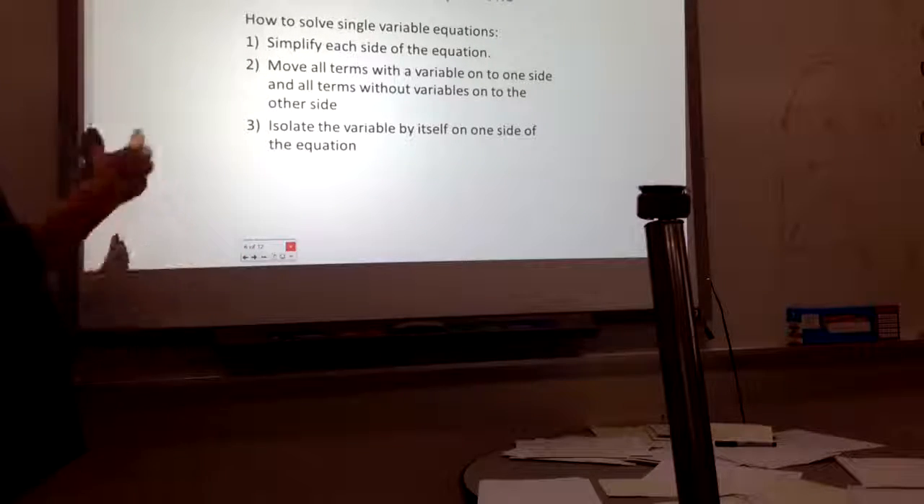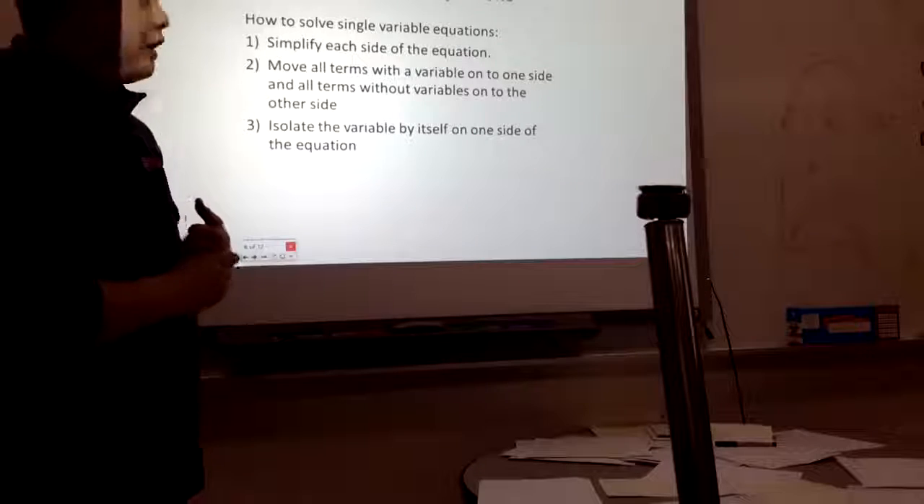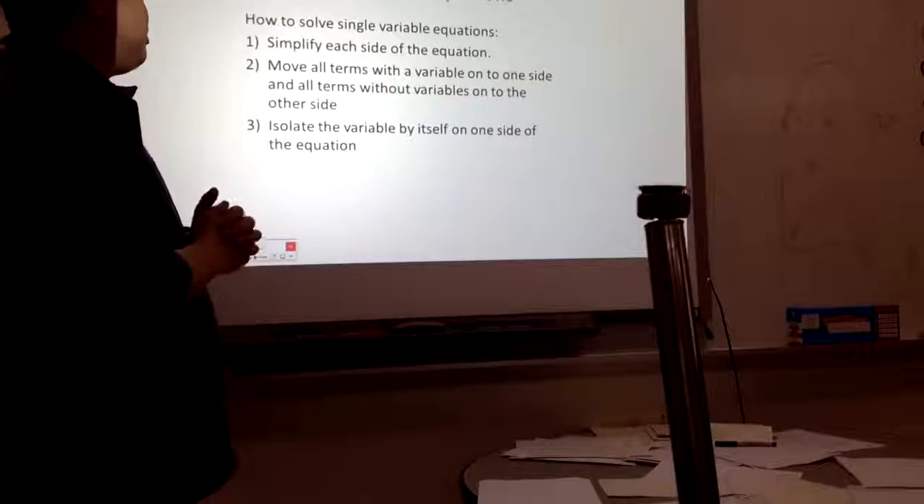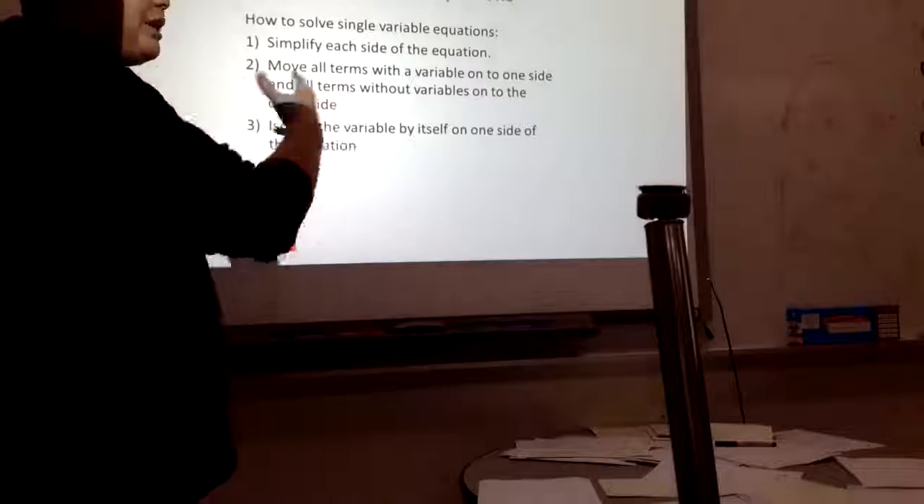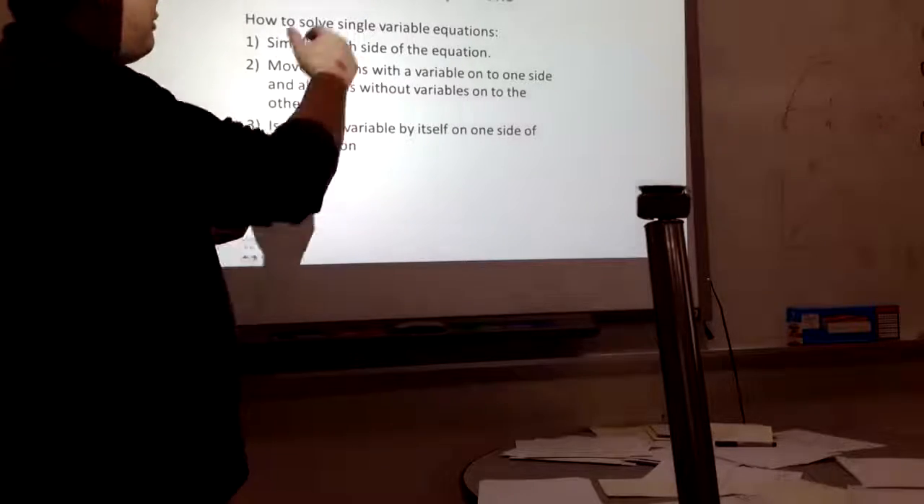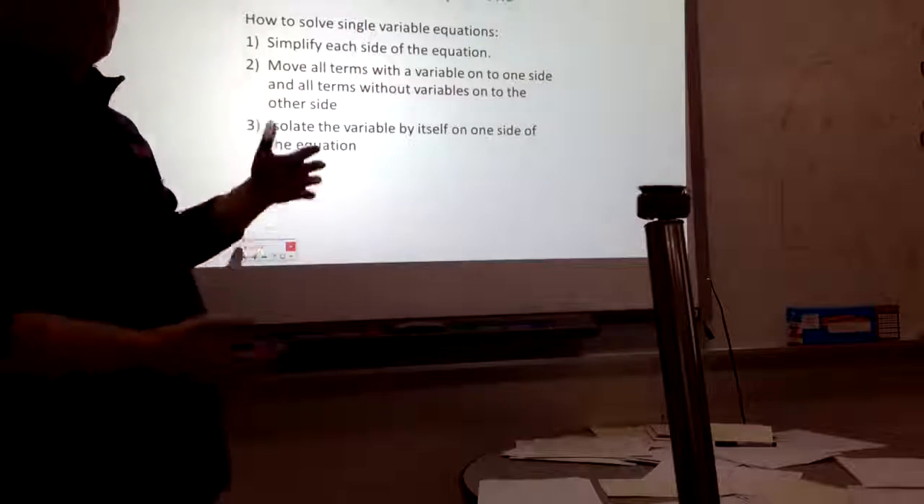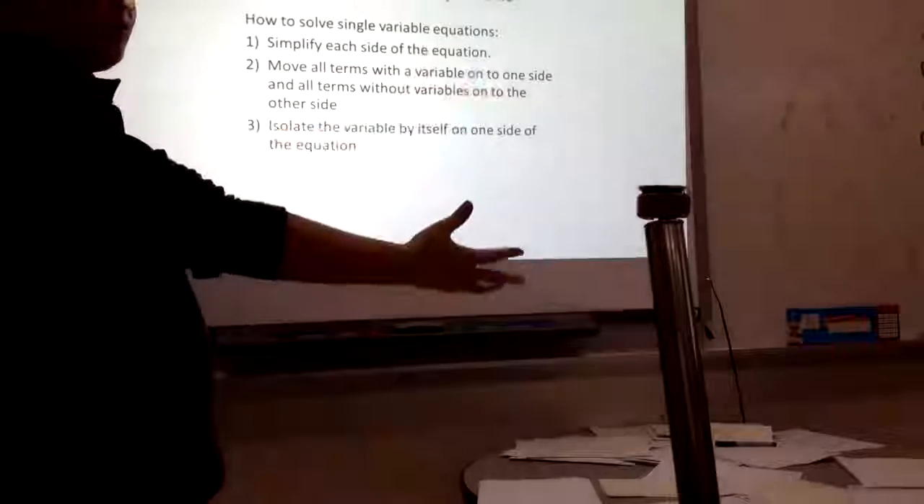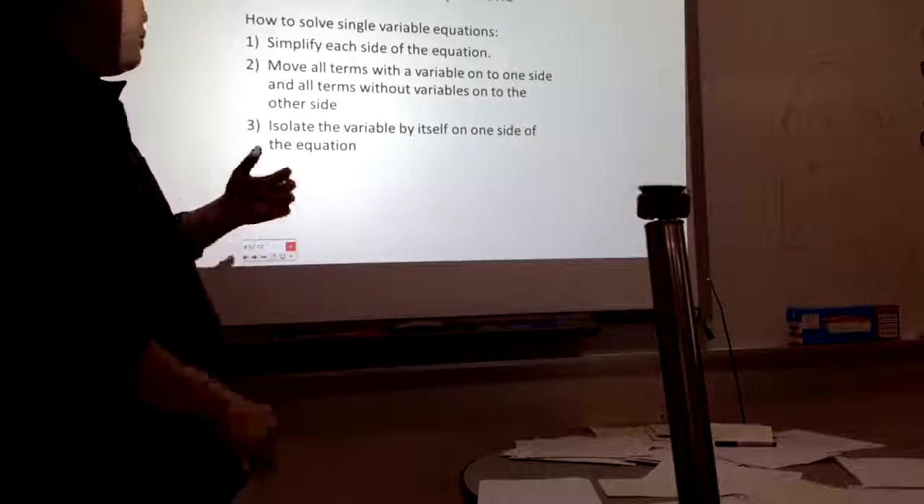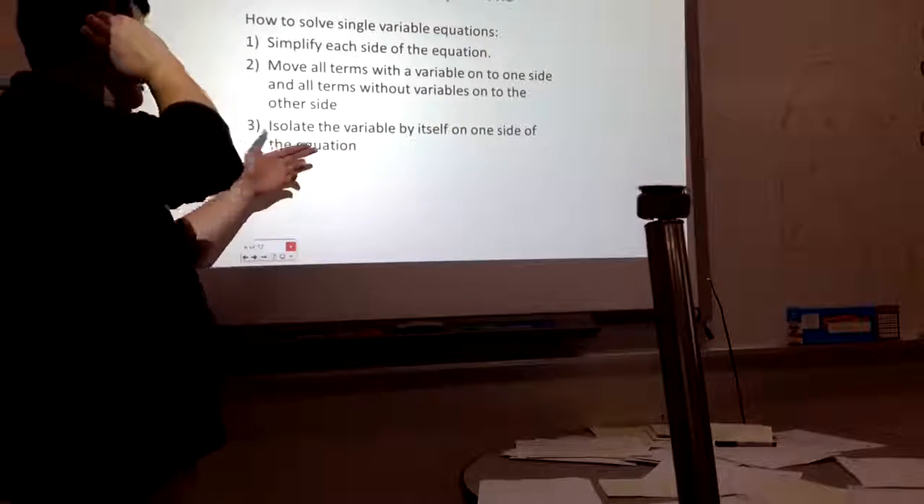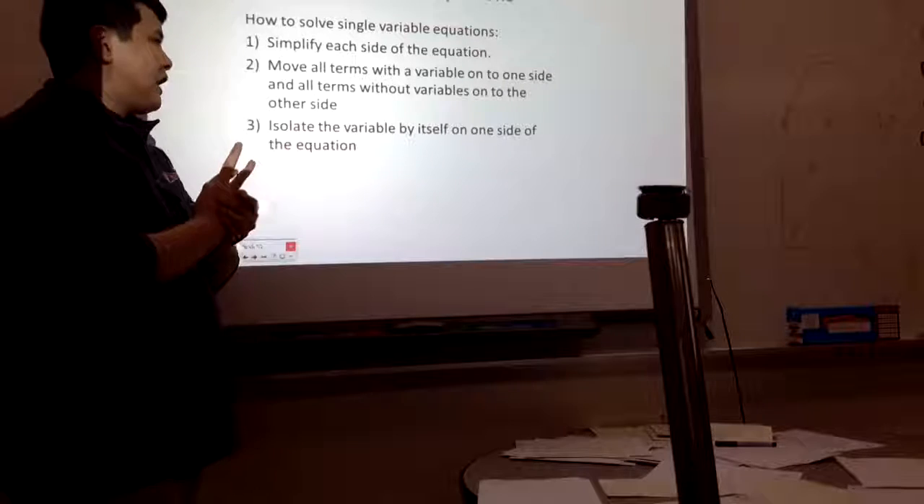Also, to simplify a single variable equation, there's 3 steps to it. You must simplify each side of the equation. The second step is to move all terms with a variable to one side and all terms without variables on the other. Another way to think about this is also you can cancel out terms, and we'll talk about that in a moment. And then finally, isolate the variable by itself on one side of the equation.